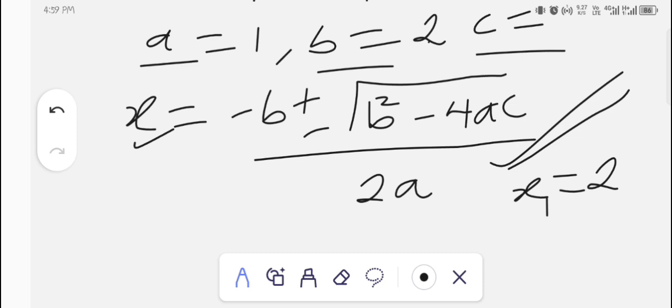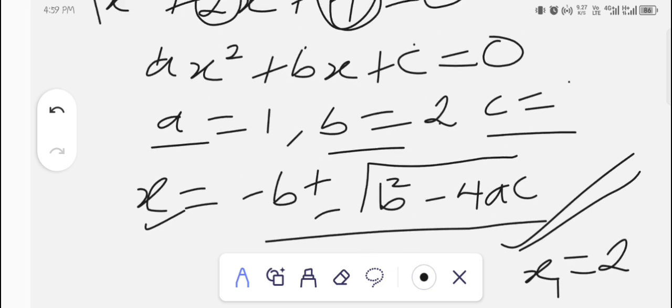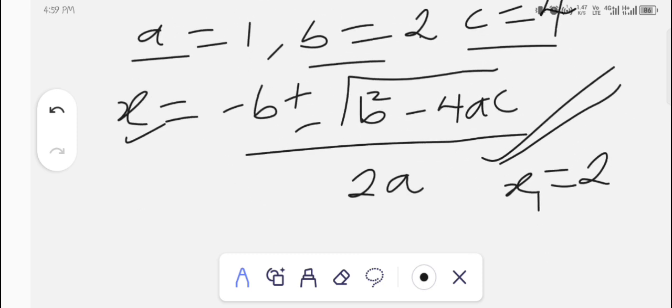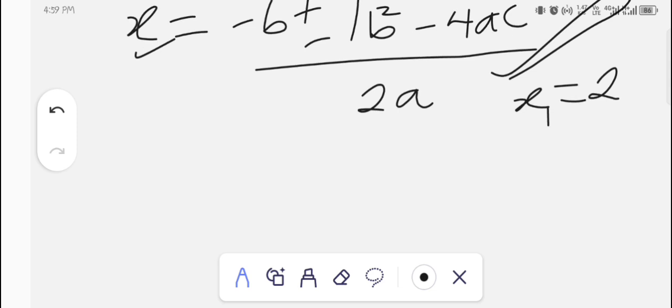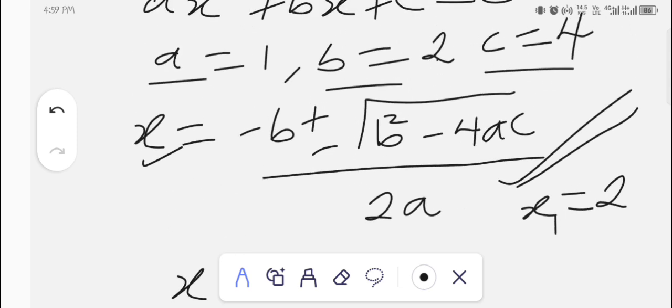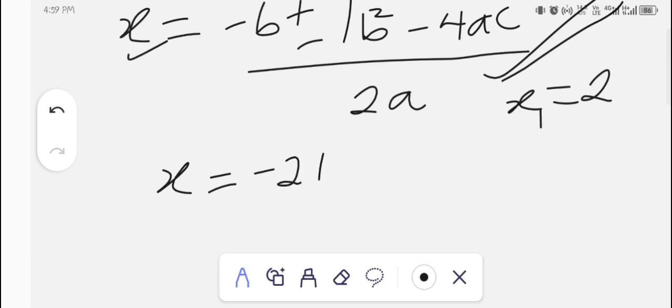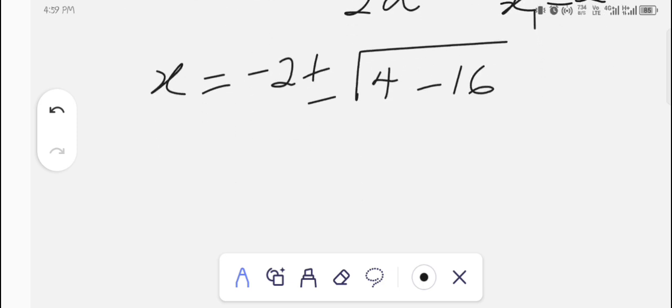A is 1, b is 2, and c is 4, right? Let's do this already. So we have minus b. So we'll say x is equal to minus b. What is the value of b? B is 2. So we have minus 2 plus or minus, right, the root of b squared. B being 2, we have 2 squared as 4, right? Minus 4ac, where a is 1 and c is 4. So 4 times 1 times 4 will give us 16 here, right? Very good. All upon 2a, and a is 1. So we have 2 here.